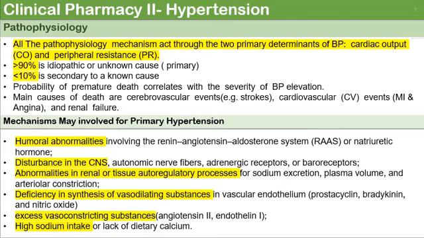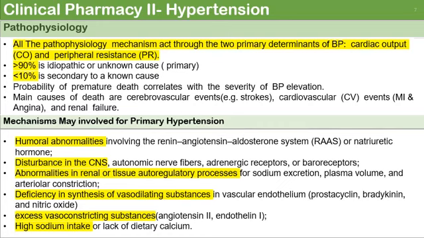Mechanisms that may be involved in primary hypertension include humoral or hormonal abnormality, which includes changes in the renin-angiotensin-aldosterone system or natriuretic hormone, disturbances in the CNS like autonomic nerve fiber abnormality, adrenergic receptor abnormality, excessive stimulation of the adrenergic system, and abnormality in the renal tissue or autoregulatory process, like a defect in sodium excretion, plasma volume, or arterial constriction.